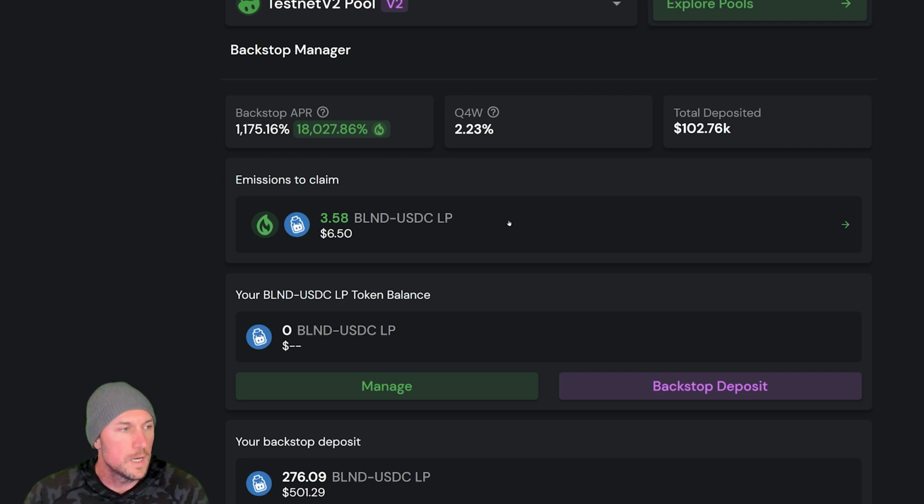One note here is that tokens that are queued for withdrawal, so if you say I want to take all of my funds out of a backstop, those funds will not earn blend emissions while they are queued for withdrawal. And that's it for today covering emissions.